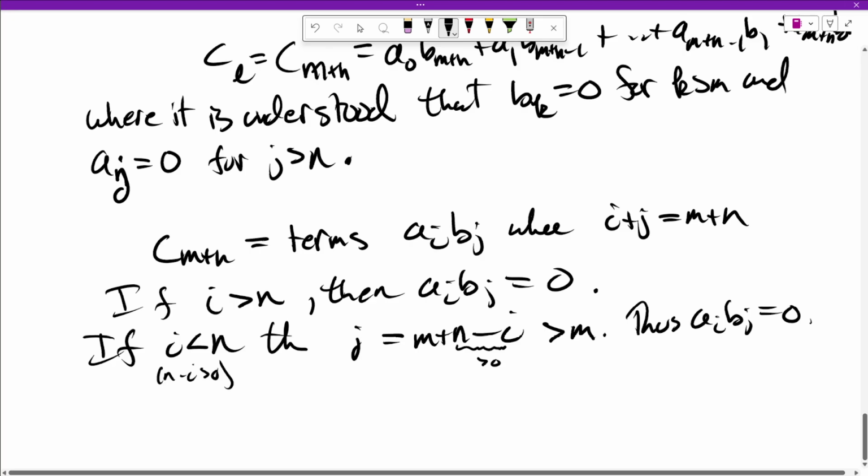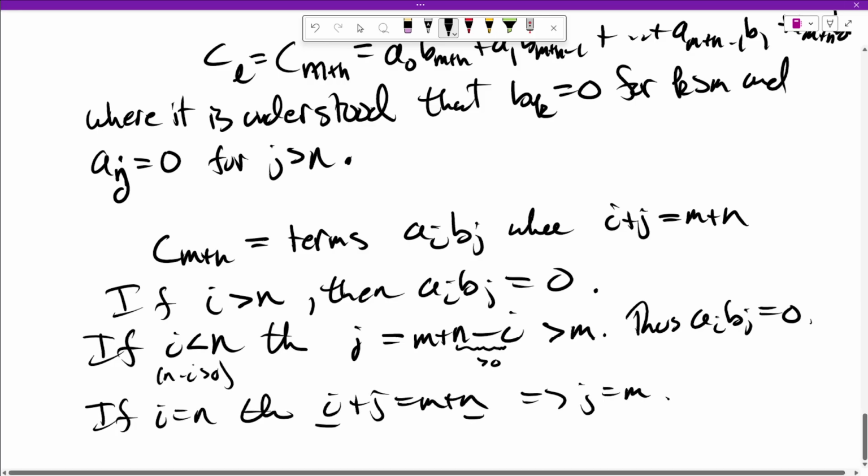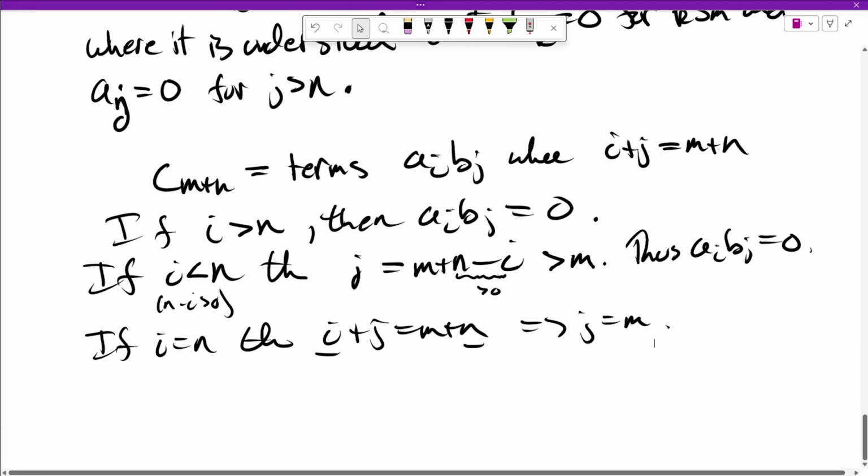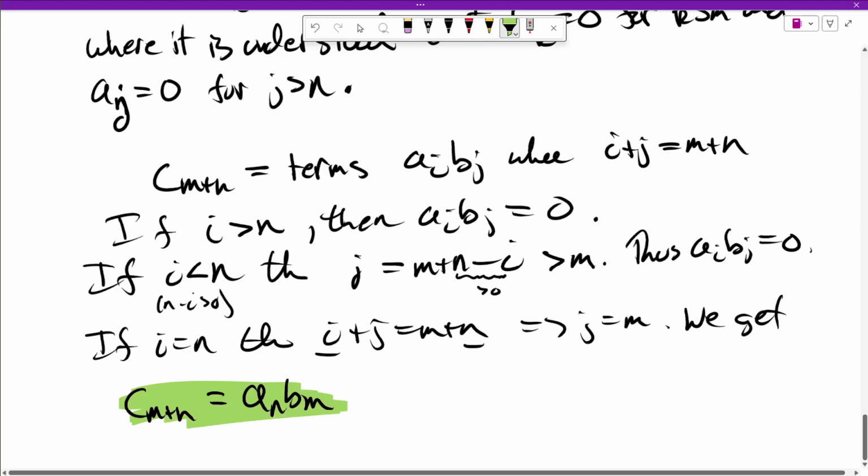So what are the terms that contribute to c_{m+n}? Well, if i is bigger than n, it's a 0. If i is less than n, it's a 0. If i equals n, then i plus j equals m plus n. This is the same as n. This tells us that j is equal to m. So if i equals n, then j is equal to m, and we get the term a_n b_m. And it turns out that the leading term of the product is just the product of the leading terms of the polynomials. This is completely unsurprising. Although the index arithmetic might be somewhat new to you, the result is not surprising.